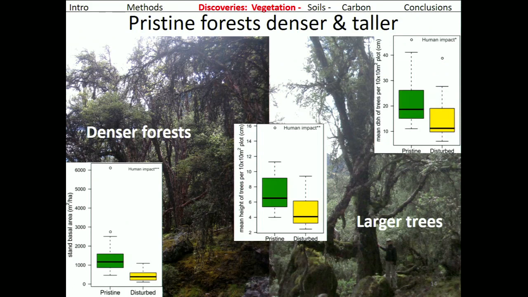If we look in more detail and look at the forest plots, what we find is that in the pristine forests, they're a lot denser, as you can see here in the stand basal area. And also the trees were a lot larger, as you can see here in the mean height of the trees, in the DBH as well.